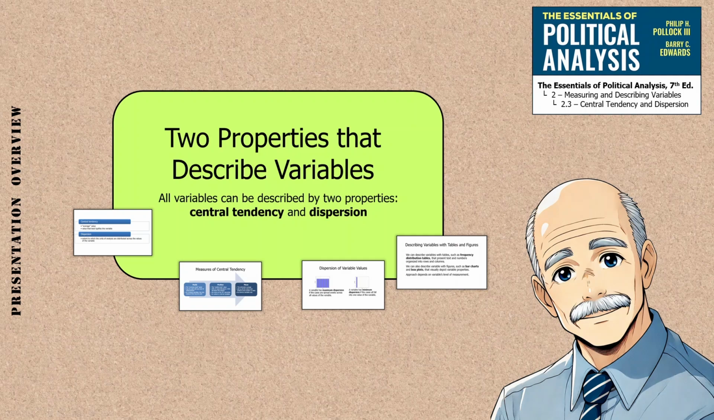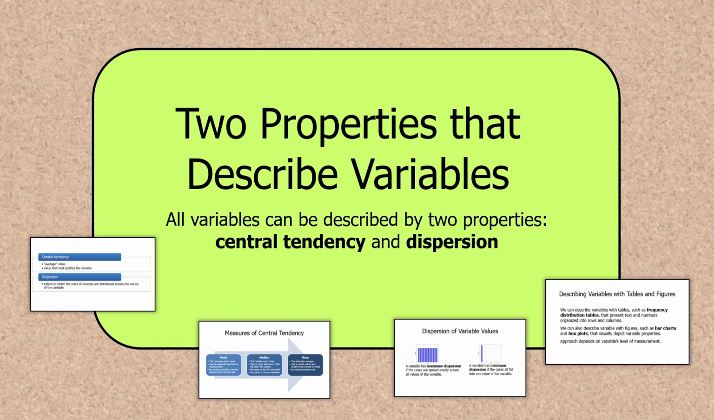In this part of the chapter, let's look at how one goes about describing nominal, ordinal, and interval level variables. Any variable can be described by two properties that it has.